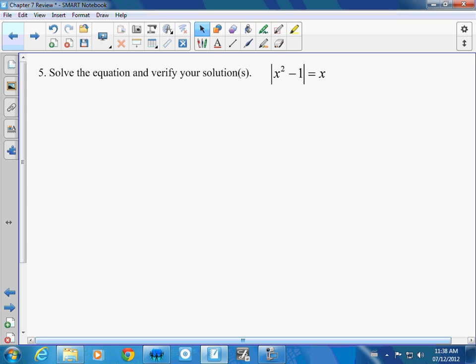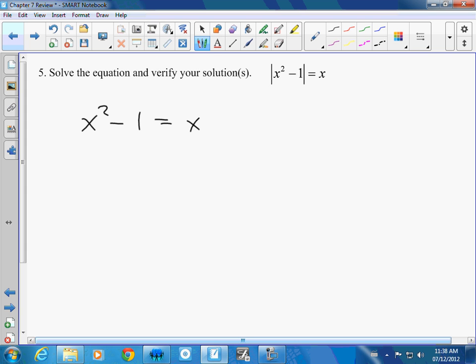Yeah, nice try, guys. Okay, solve the equation and verify the solution. Now, this is what you're going to see on the test, where you have to solve and then verify. And I want to see that. Okay, how do we solve this? It's easy, we just did one. Make one positive and then make one negative. Okay, so here we go. What's the first one? So x squared minus 1 equals x. There it is. That's the first one.